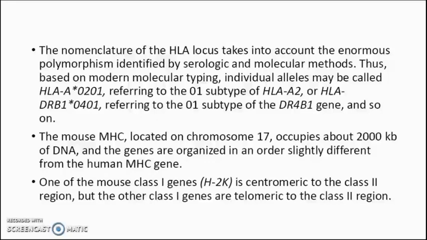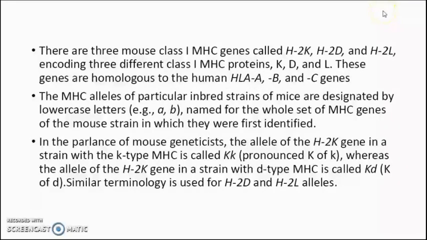The mouse MHC, located on chromosome 17, occupies about 2000 kilobases, and the genes are organized in an order slightly different from the human MHC genes. One of the mouse class 1 genes, H2K, is centromeric to the class 2 region, but the other class 1 genes are telomeric to the class 2 region. There are three mouse class 1 MHC genes called H2K, H2D, and H2L, encoding three different class 1 MHC proteins K, D, and L. These genes are homologous to the human HLA-A, HLA-B, and HLA-C genes.